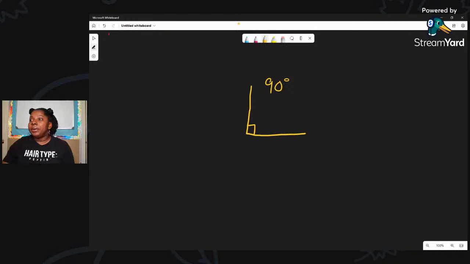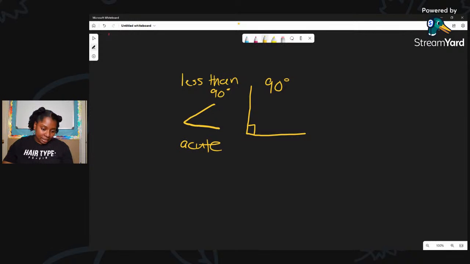So an acute angle, it's just like it sounds. Oh my gosh, it's so cute. Look at the baby, right? It's the smallest one. So an acute angle is less than 90 degrees. And doesn't it look like the less than symbol? Okay. Acute angle is less than 90 degrees. It's so cute. Look at the baby.